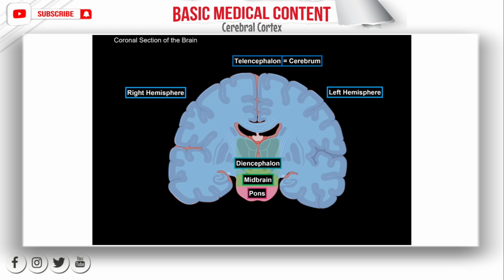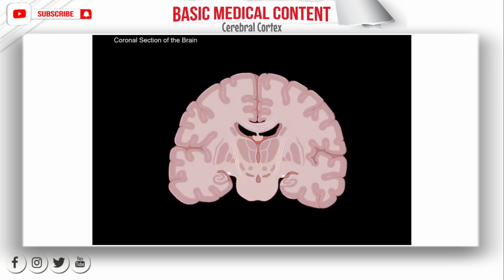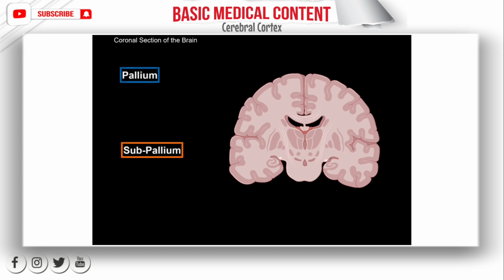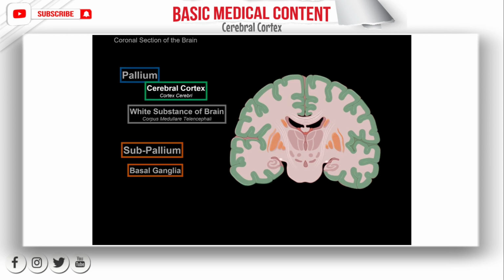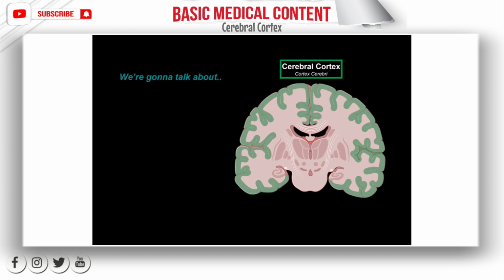And each of these two hemispheres are further divided into two specific parts, the pallium and the subpallium. The pallium is sort of the two outermost layers of the brain, which are the cerebral cortex on the surface here filled with nerve cell bodies, and the white matter that is just underneath the cerebral cortex formed by myelinated axons. The subpallium consists of what we call the basal ganglia, which are nuclei located in the deep white matter of the telencephalon. So again, the cerebral cortex is what we're going to focus on today.